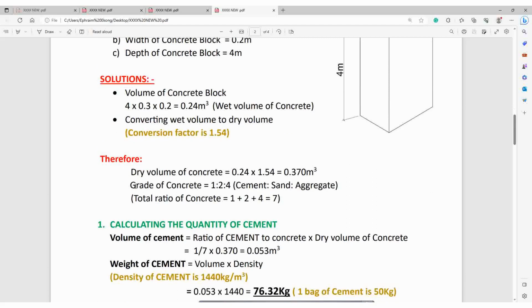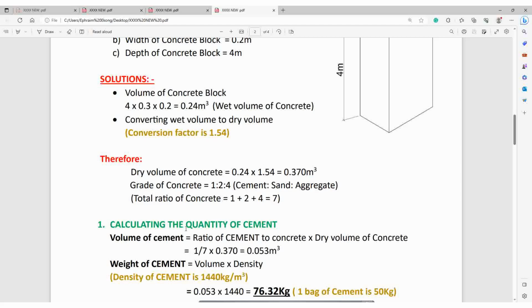Then here, we'll also need the grade of concrete which we are using, 1:2:4. Take note, the 1 is for the cement, the 2 is for the sand, and the 4 is for the aggregate, known as the coarse aggregate, the gravel, your crushed stone. So let's achieve the total ratio of concrete, which is 1 plus 2 plus 4, equals 7. So the total ratio of our concrete is 7.